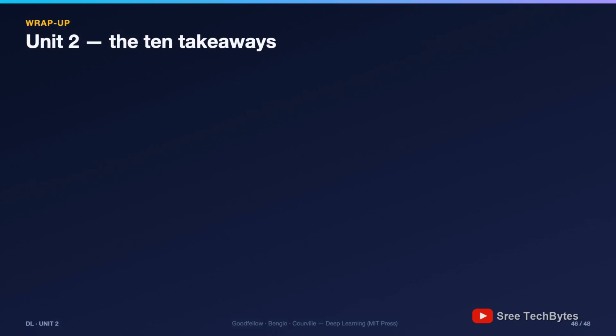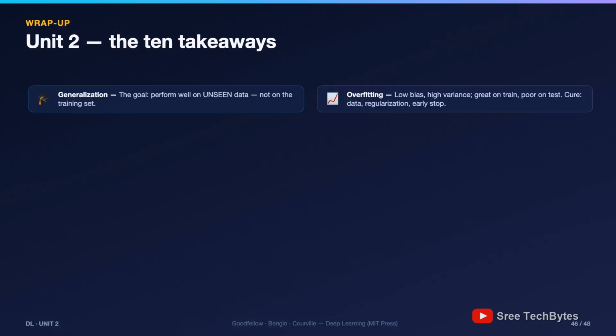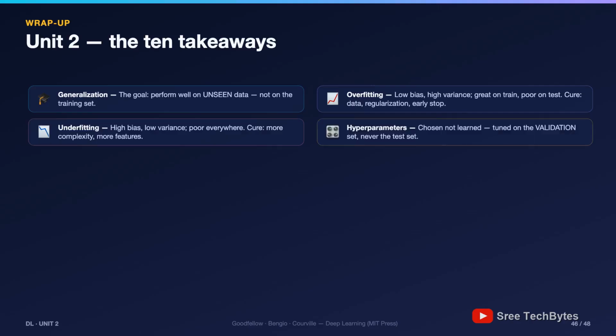Let's gather the 10 takeaways of Unit 2. Try to beat me to each one. Generalization: perform on unseen data, that's the goal. Overfitting: low bias, high variance, great on train, poor on test. Underfitting: high bias, poor everywhere. Hyperparameters: chosen not learned, tuned on the validation set, never the test set.